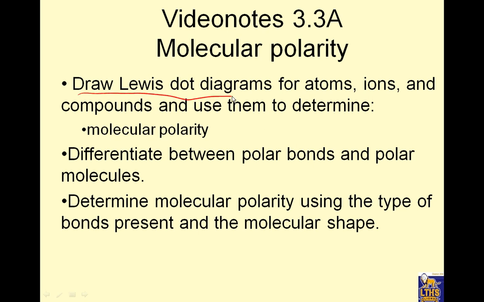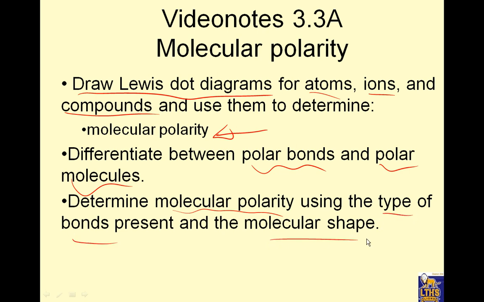Here's what you can do already. Draw Lewis dot diagrams from atoms, ions, and compounds. And we could tell their shape, but now we're going to be able to tell their molecular polarity. We have to know the difference between a polar bond and a polar molecule and be able to look at a molecule and use the type of bond and the molecular shape to figure out its polarity.